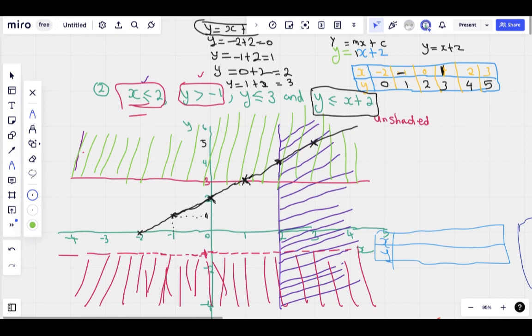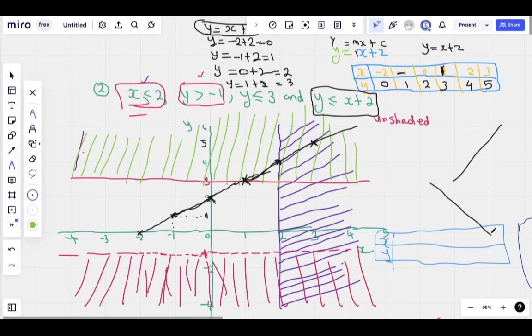See, we get our line graph. Now the next thing to do is to know where to shade. After you get your line graph, you test where to shade. Because it's a slanting line, you don't know whether greater than or lesser than is at the bottom. You don't know where to shade.